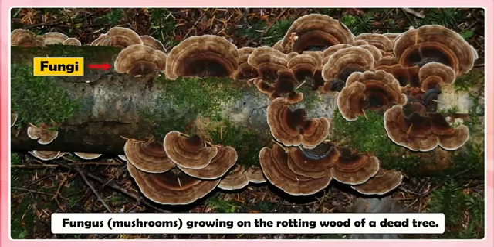The saprophytic plants, fungi, secrete digestive juices on the dead and decaying organic matter and convert it into a solution. They absorb the nutrients from this solution. This mode of nutrition in which plants take in nutrients from dead and decaying organic matter is called saprophytic nutrition.